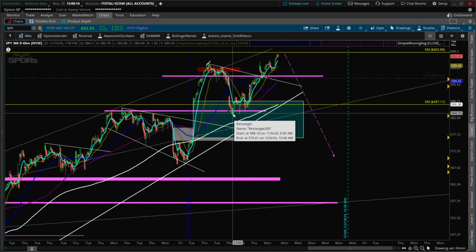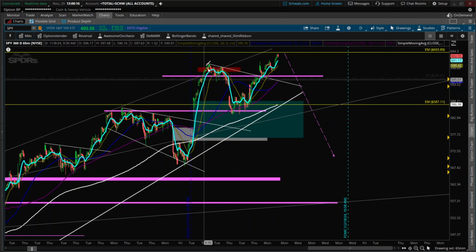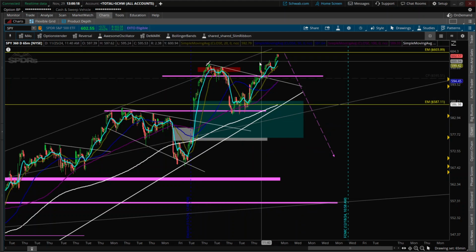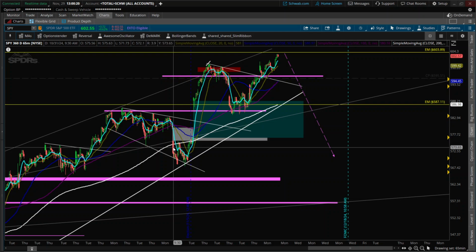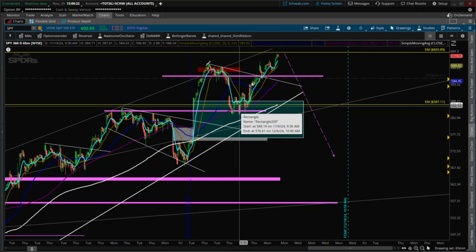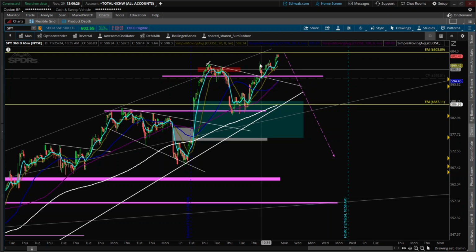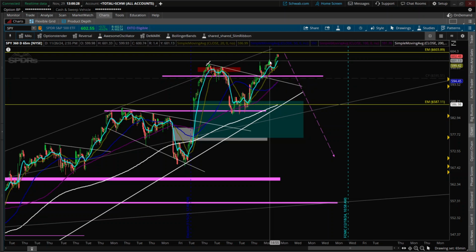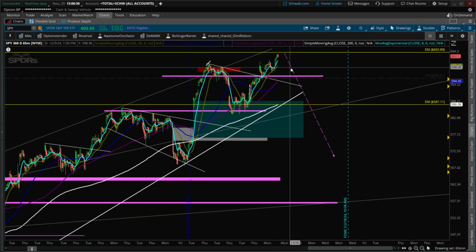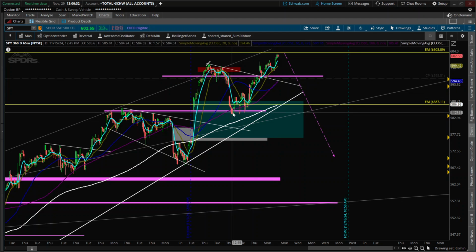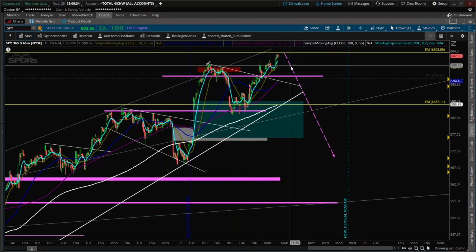Also, if you're looking at structure, if this is an ABC for the ending diagonal, then it's a zigzag. You have a 5, 3, 5. And so you have a 1, 2, 1, 2, 3, 4, 5, 4, 5. So speculation, but you can count this to be completed. All right.